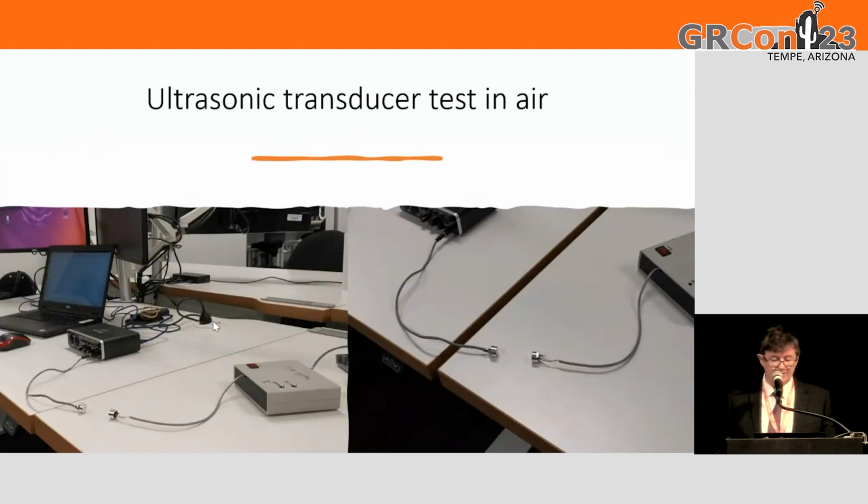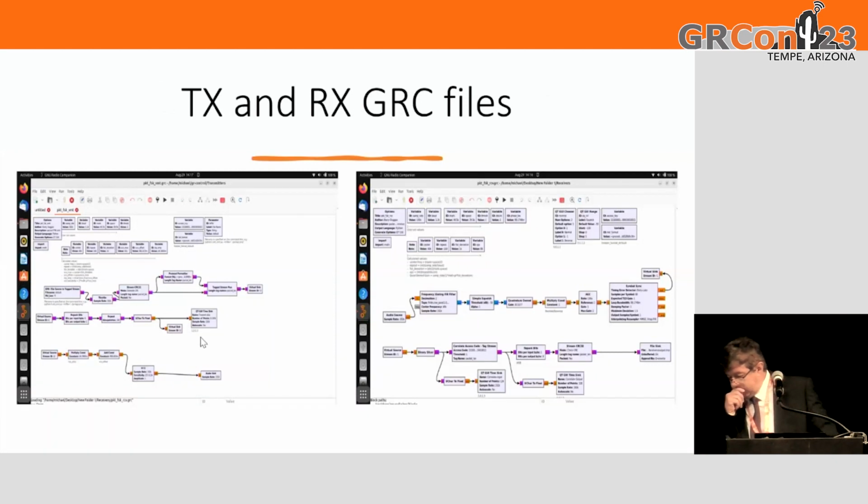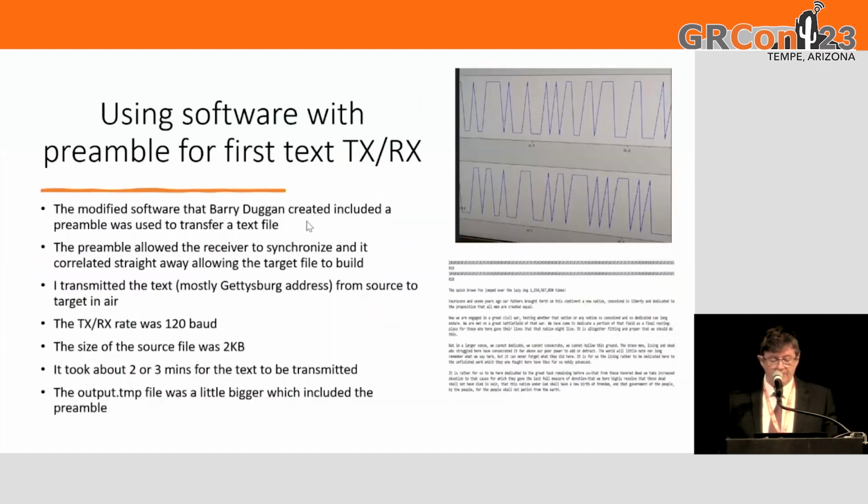So this is another test I did. This is showing using it in air. This is basically some files that I used for transmitting and receiving, and they're modulated files that Barry Dugan created, and they work really well for this application. So, the first thing was using software with a preamble.